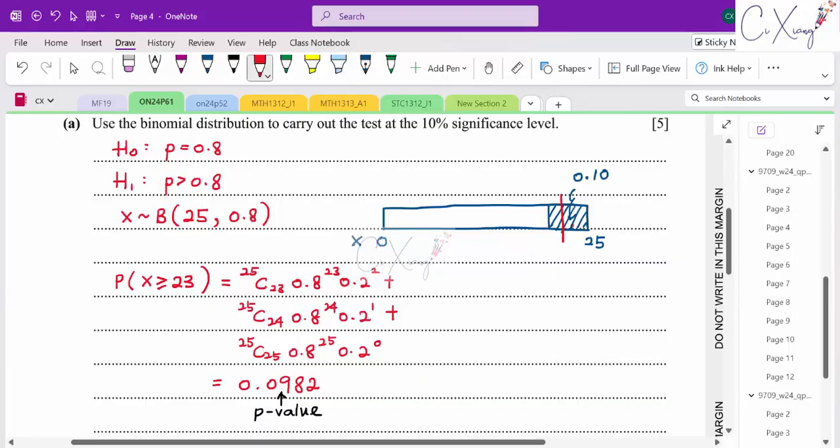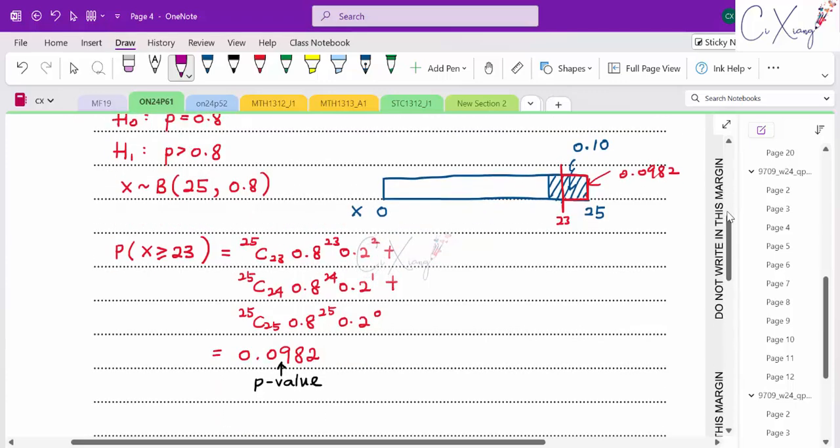So that means when I draw the diagram, the red color one will be 0.0982. And it means that the 23 should be the borderline of the whole area. From here, you can see very clearly that 23 actually falls under the rejection region. I hope that you can see this clearly, right? So when you compare your p-value with the rejection region, you know that it is smaller than the rejection region, which is the alpha.